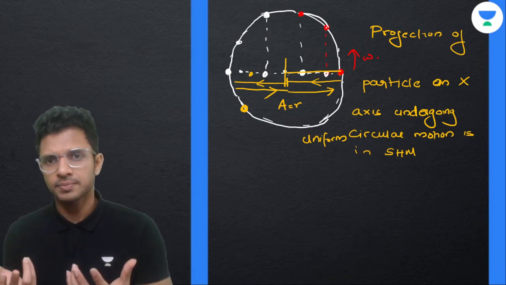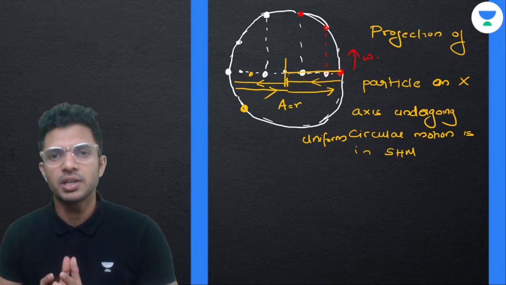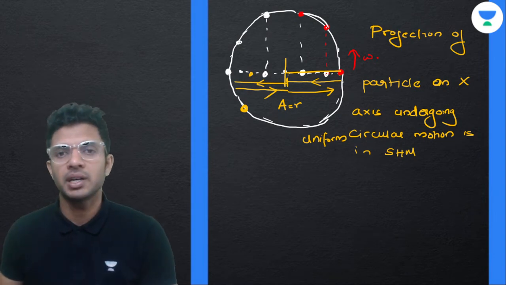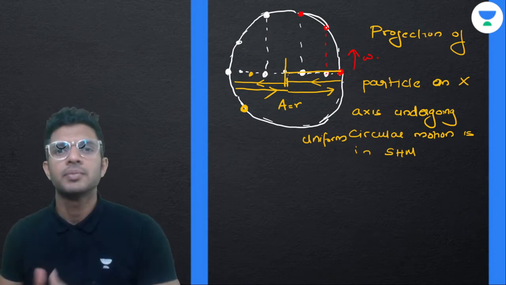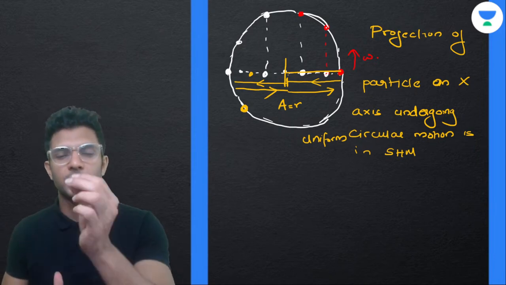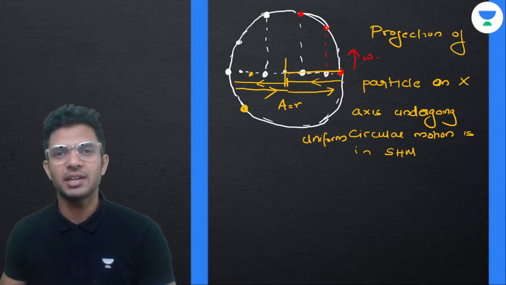Now, we have said this by using our conceptual way only. That means only a conceptual proof is there. Now, we need a formula which can show that the projection of the particle is actually making simple harmonic motion. Let's find out that formula.